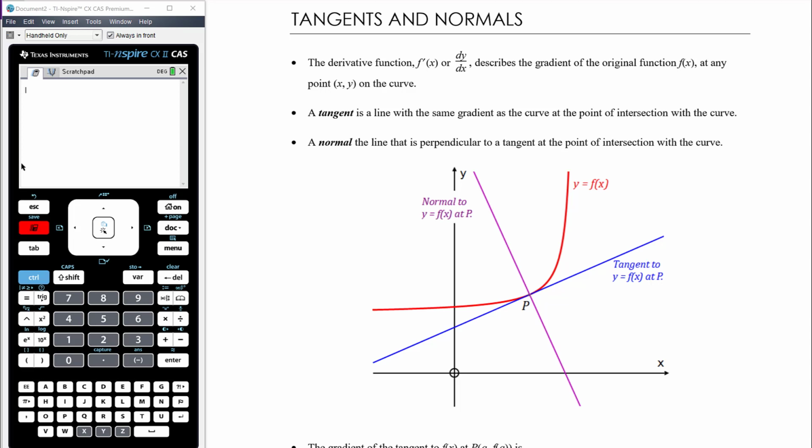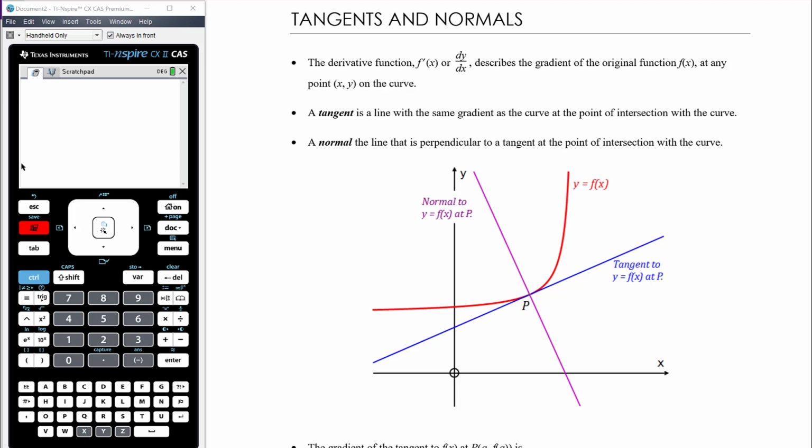Now, a tangent and a normal. We're familiar with tangents from before. We talked about tangents in the initial definition of derivative by first principles. So we know that a tangent is a straight line that has the same gradient as the curve at the point of intersection with the curve. For example, in this diagram, the blue line is meeting the red curve y equals f of x at the point P, and it is tangent to f of x because at that point P, the blue line has the same gradient as the red curve.